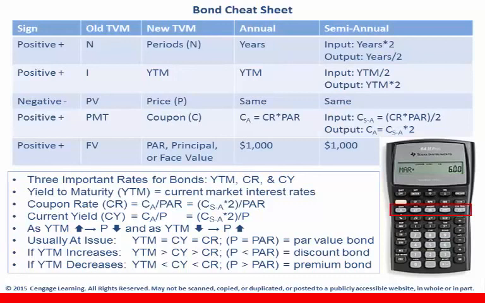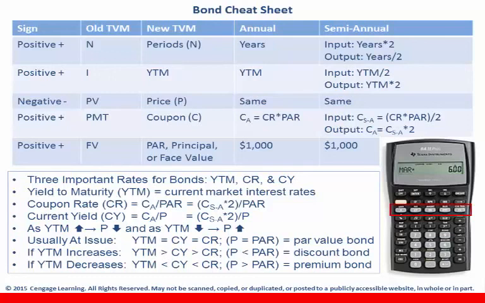Now, there are a couple other terms that you really need to make sure you understand, and we're going to go over each one of those. There are three important rates for bonds. We've already talked about two, right? We talked about yield to maturity, which is your I button. We talked about CR, which is your coupon rate, which helps you figure out the coupon payment, which is your payment button. And then CY. Whoa, what is CY? CY is not one of your buttons on your time value of money row.